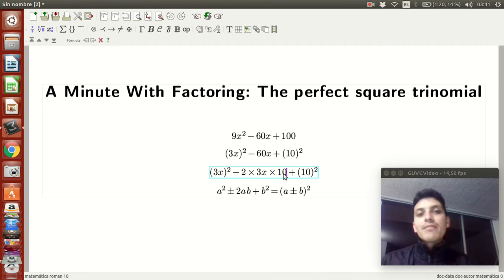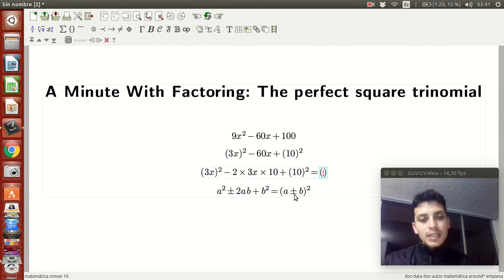If I simplify this term, we're having 3 times 2, 6, times 10, 60. So we have the term in the middle, 2ab. As we prove the term in the middle, we know that it is a perfect square. So we can write this expression as a plus or negative b. Here it says plus or negative 2ab. So it's negative. It means that the perfect square trinomial is with negative.